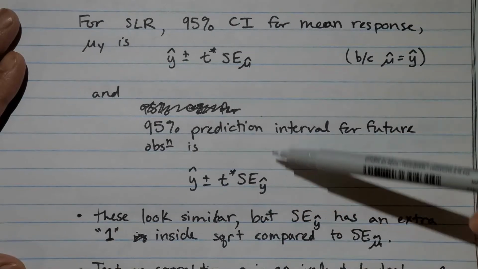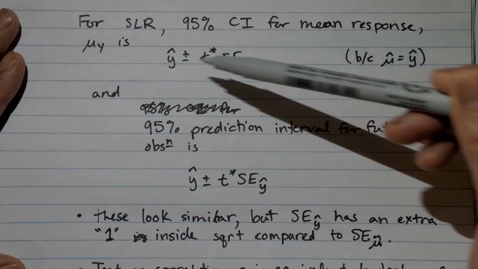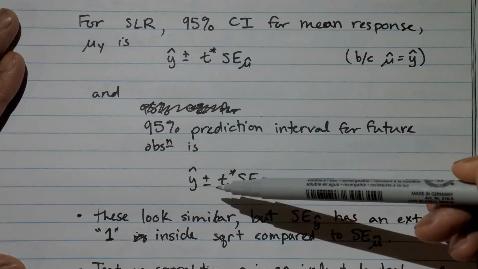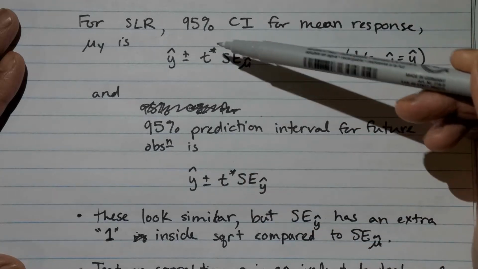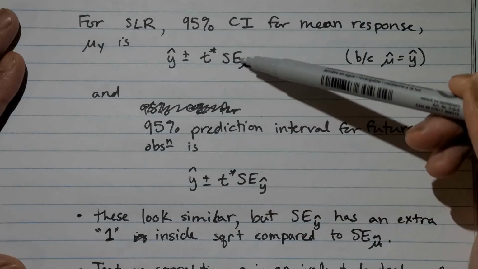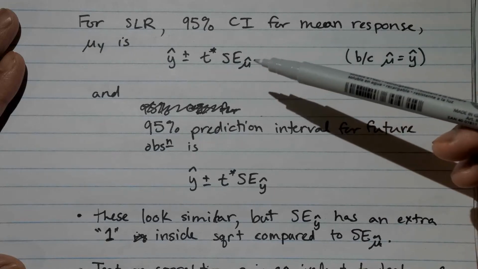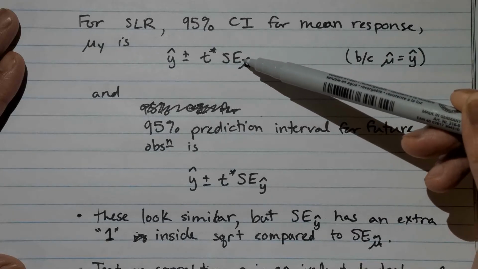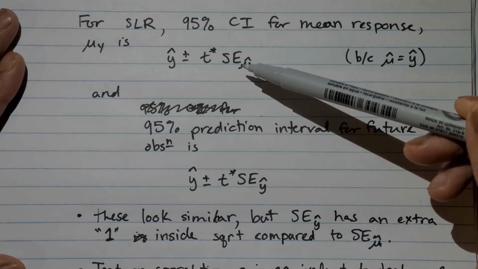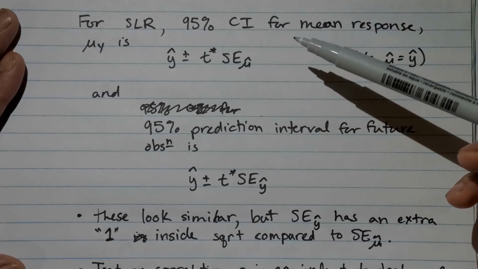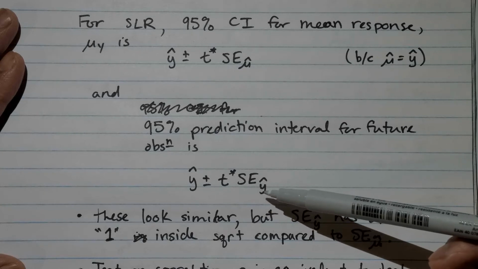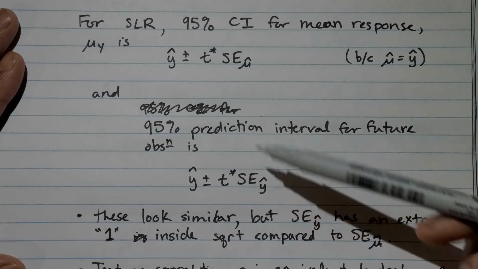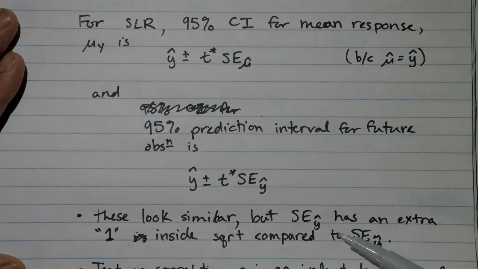So these two intervals look similar because they're both centered on y hat, and the amount by which they go out depends on t star, but the standard errors are slightly different. The main one is that this is based on your S, and then there's a square root with some other terms in it. The y hat has an extra 1 in it. So that's the main difference between these two.